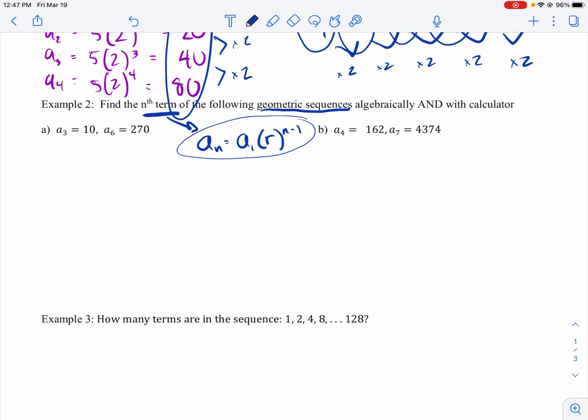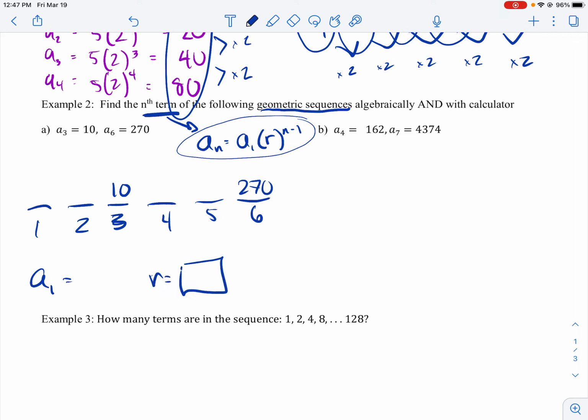our third term is 10, and our sixth term is 270. Okay. So let's think about this, right? We don't know what our ratio is, and we don't know what our first term is, right? So we're kind of dead in the water here. Not really, though, right? Otherwise, what would be the purpose of solving this?